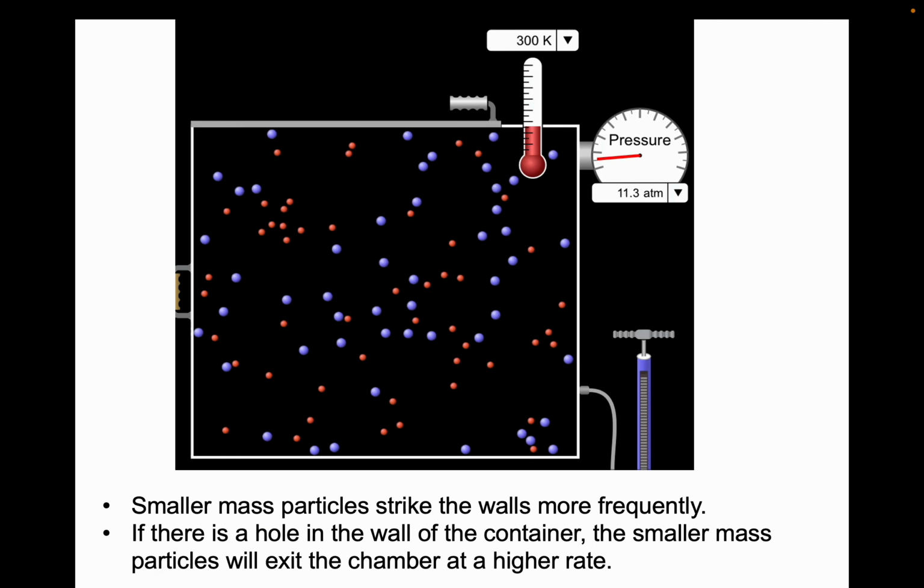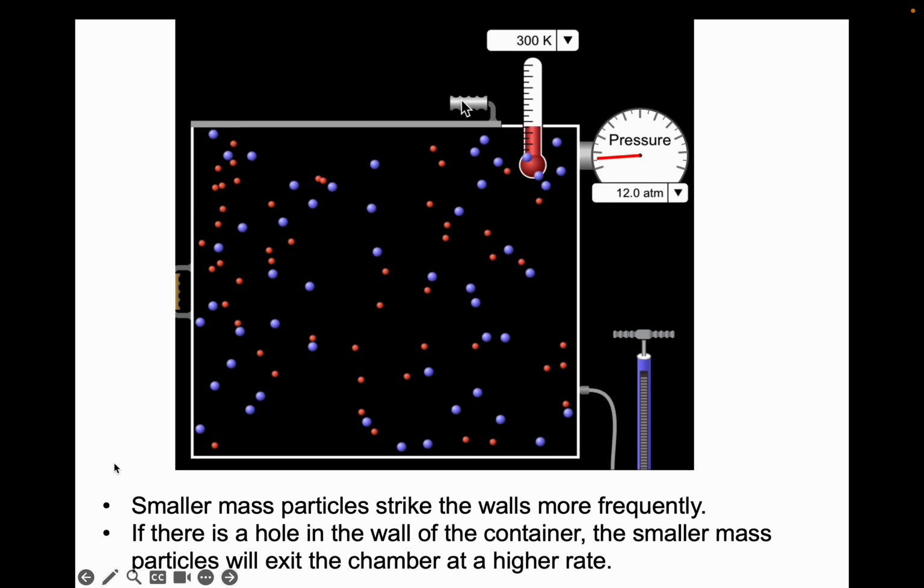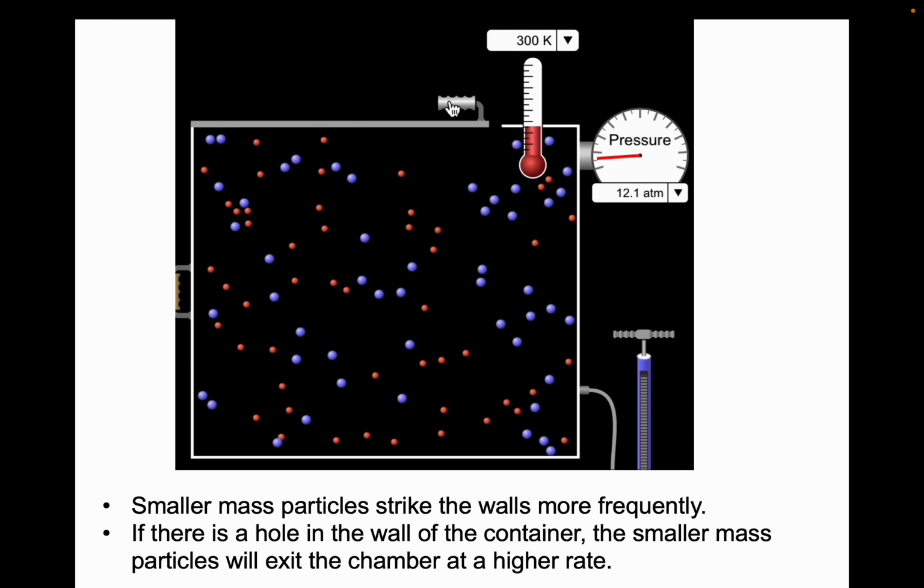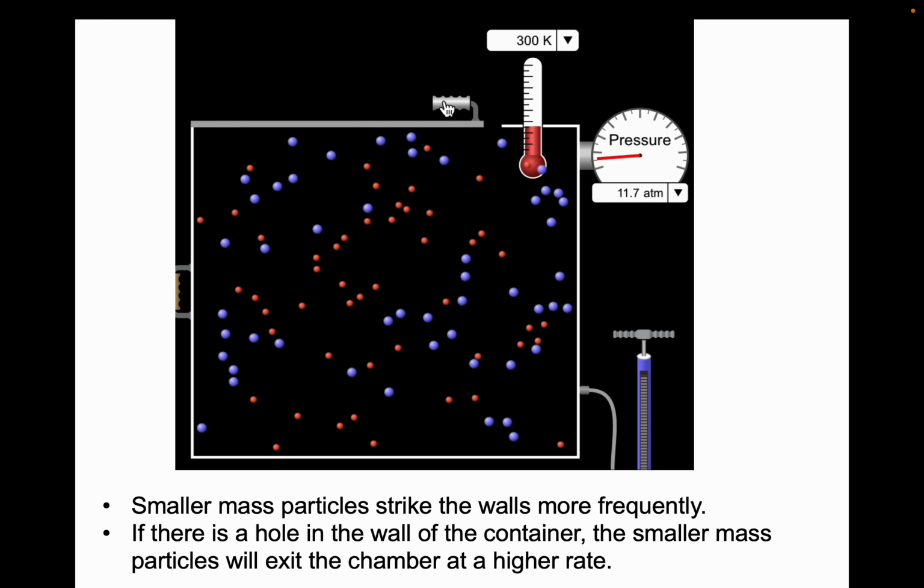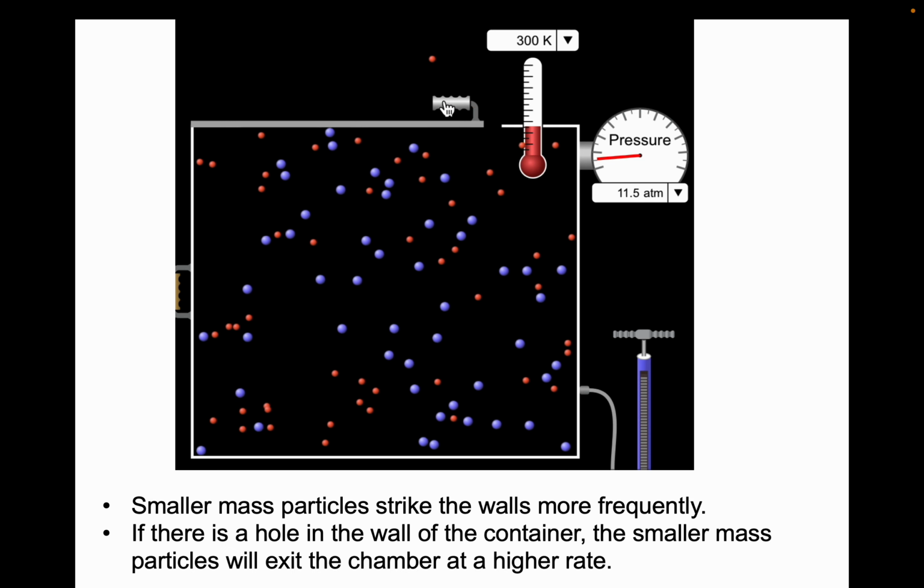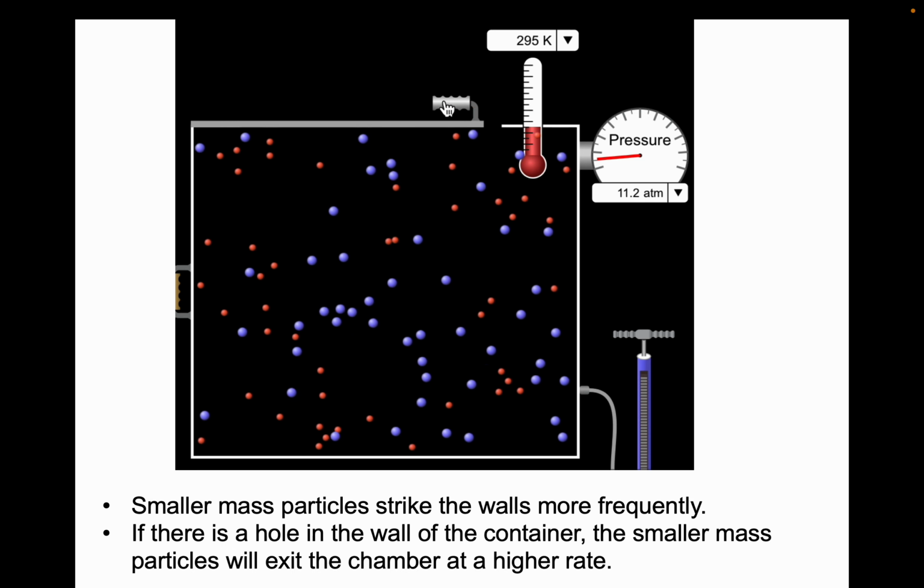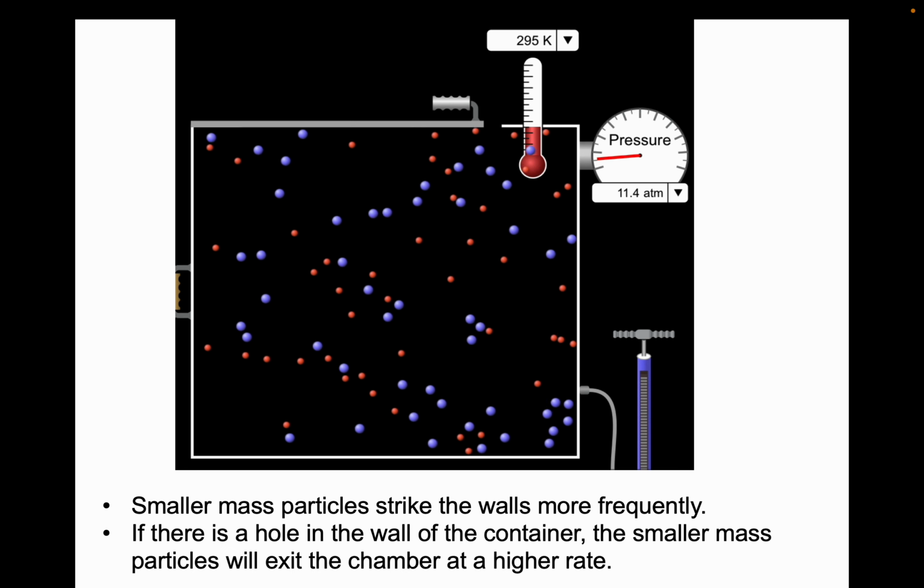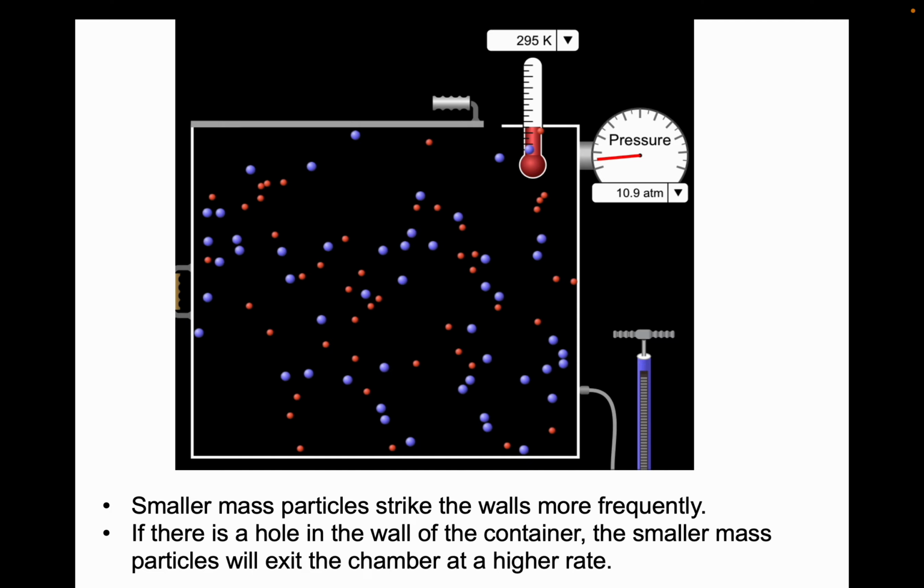The smaller mass particles, in order to reach the same kinetic energy, have to be moving around more rapidly. The smaller mass particles will be striking the walls of the container more frequently. And that's how they end up exerting the same pressure. Now, what would happen if we have a hole in the container? So we'll put a small hole at the top. The particles can now leave the chamber, and we see that the lighter particles are more frequently leaving the chamber. They're striking the walls more frequently, and if they happen to strike the spot where we have an opening, they can leave the container.